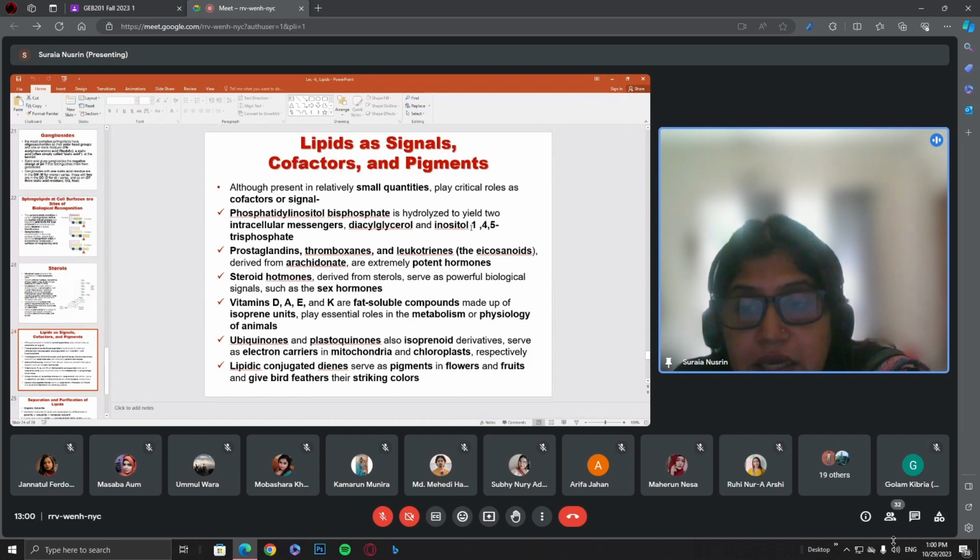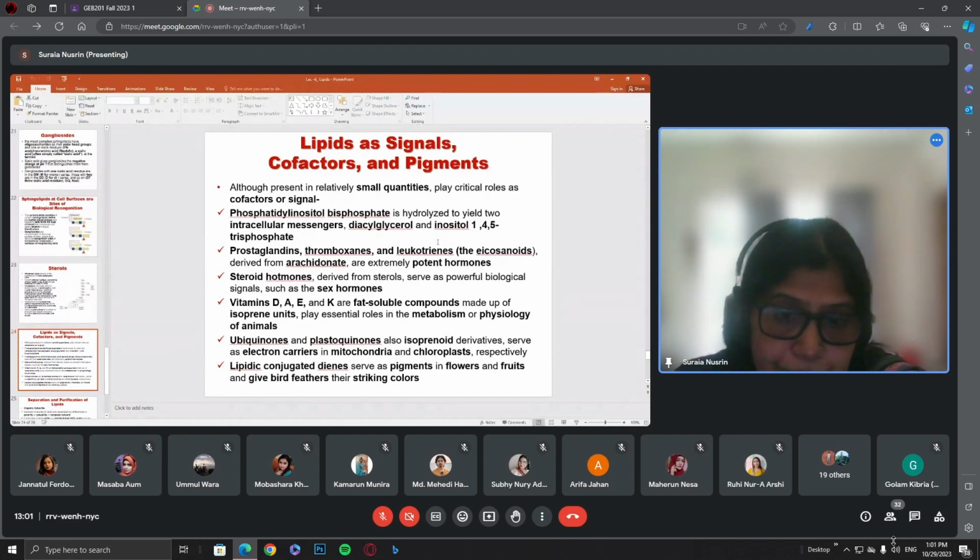Okay, then come other lipids, prostaglandins, thromboxanes, leukotrienes. In general, we can say the eicosanoids, which are actually synthesized from arachidonic acid. And these are functioning as hormones, potent hormones. And then next, steroid hormones. We already learned that, which are synthesized from sterols, that means cholesterol, and they are also functioning as the biological signaling molecule. And the best example of the steroid hormones are sex hormones.